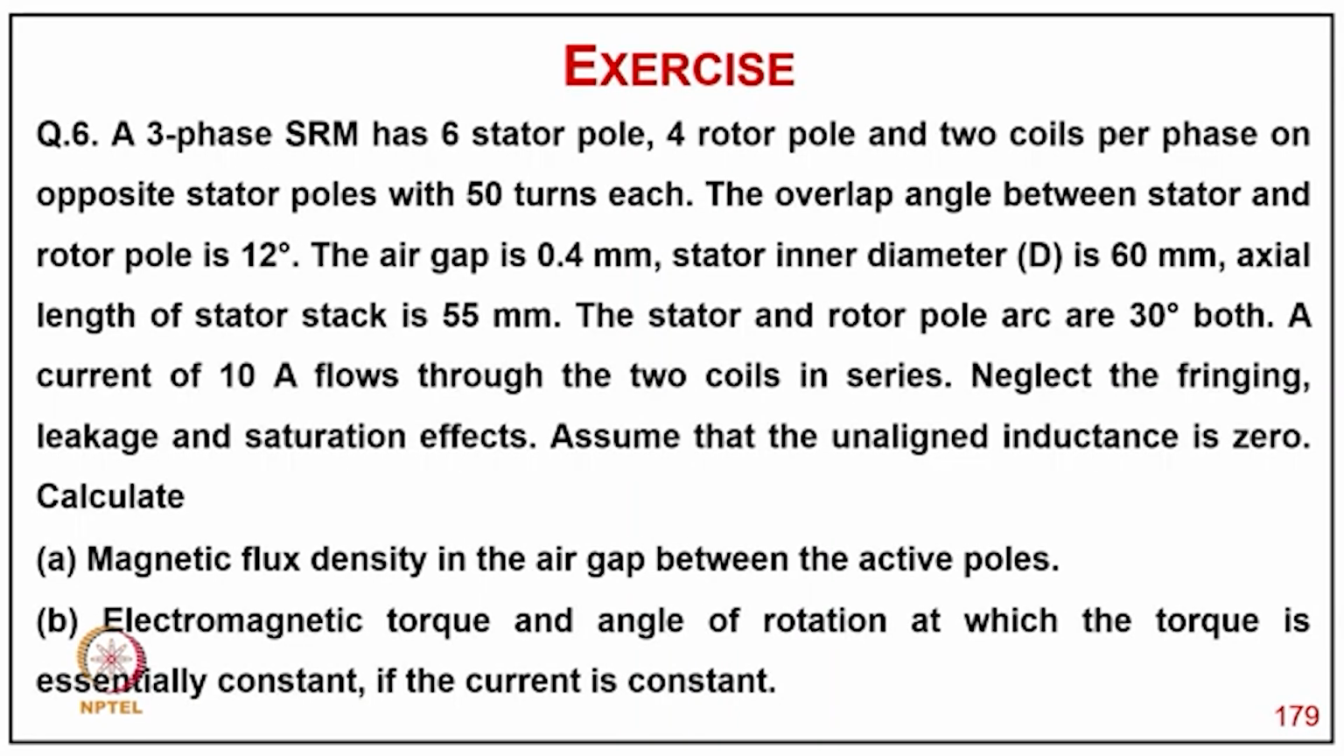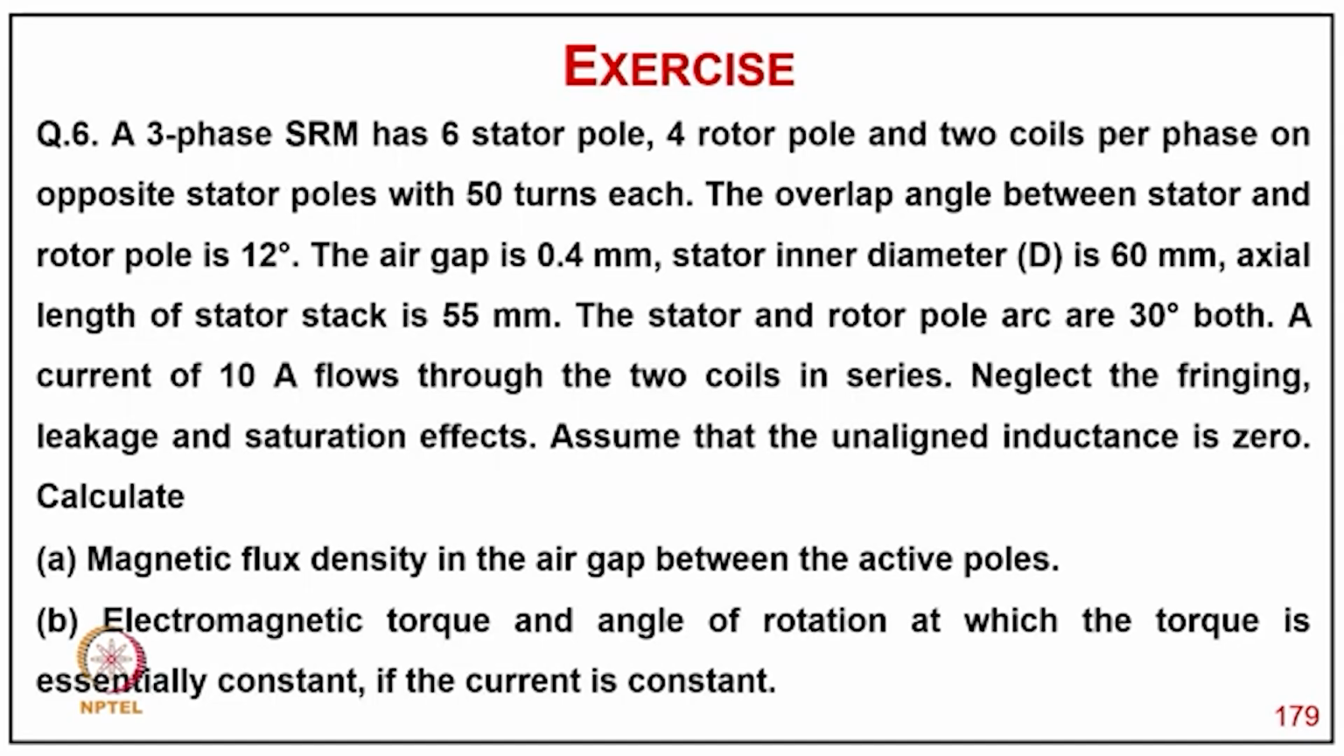Now question 6. A 3-phase SRM has 6 stator poles, 4 rotor poles and 2 coils per phase on the opposite stator poles with 50 turns each. The overlap angle between stator and rotor pole is 12 and air gap is 0.4 millimeter. Stator bore diameter is 60 millimeter. Axial length of stator stack is 55 millimeter. Stator and rotor poles are 30 degree both, and the current of 10 ampere flows through the two coils in series. Neglect the fringing, leakage and saturation effect.